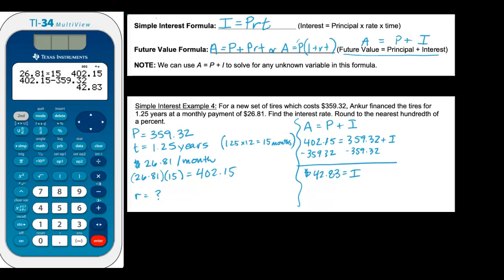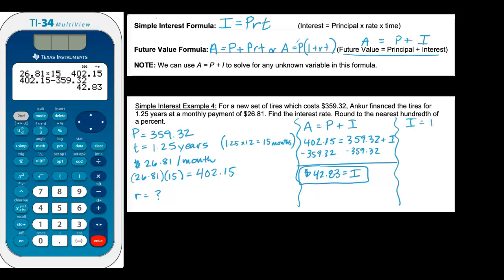And again, you can even just reason through this. You can think, okay, if I find the difference between what the tires cost and what the person paid in the end, then that's going to tell me how much interest they paid. Just think about it that way. Now that we have this interest amount, we can go ahead and use the I equals PRT formula.